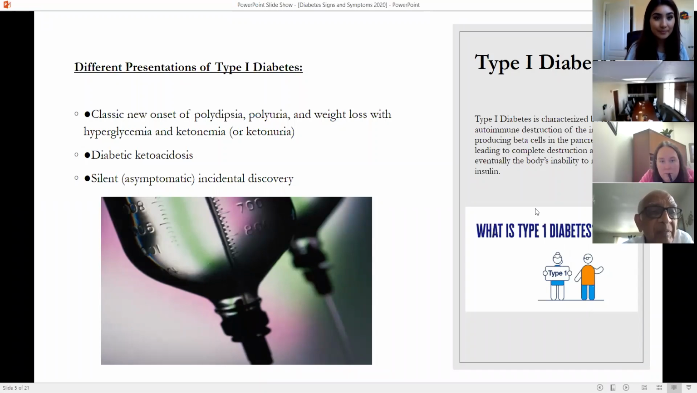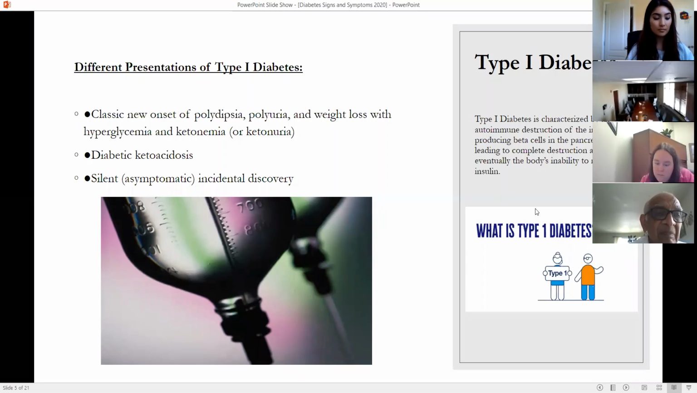So type 1 diabetes is an autoimmune condition that eventually leads to complete destruction of the cells that make insulin, the beta cells. Over time, your body doesn't have the ability to produce insulin, and that's why these patients typically will need insulin. Sometimes there's a honeymoon phase where they still produce a little bit of insulin. That can be anywhere from 3 to 12 months, but most patients progress rather quickly into needing insulin.